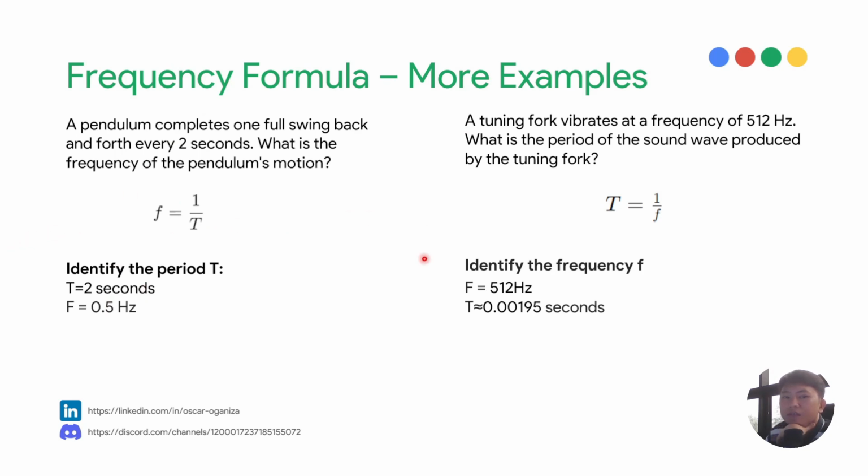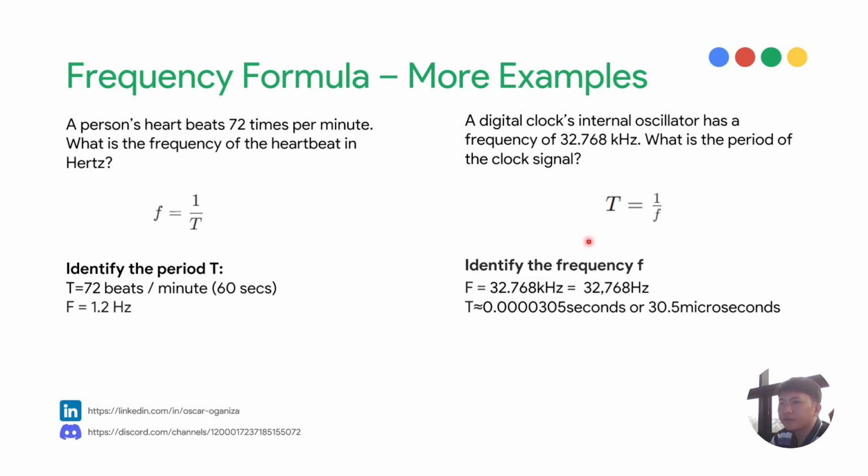And try to compute it so you can see. Okay? A tuning fork vibrates at a frequency of 512 hertz. What is the period of the sound wave produced by the tuning fork? Again, this is just direct substitution. So 1 over 512 hertz is 0.00195 seconds.